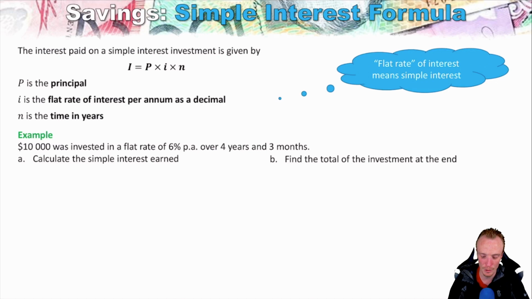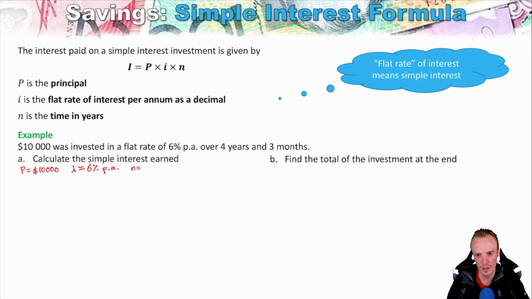The first thing I like to always do whenever you're dealing with a formula is to write down the information that you've got. You can do this either by highlighting it in the question, which can be really effective, or you can just write it down. So the $10,000, that's our principal. So our principal here is $10,000. Our interest rate is 6% per annum. And our time, so our n, is going to be 4 years and 3 months.